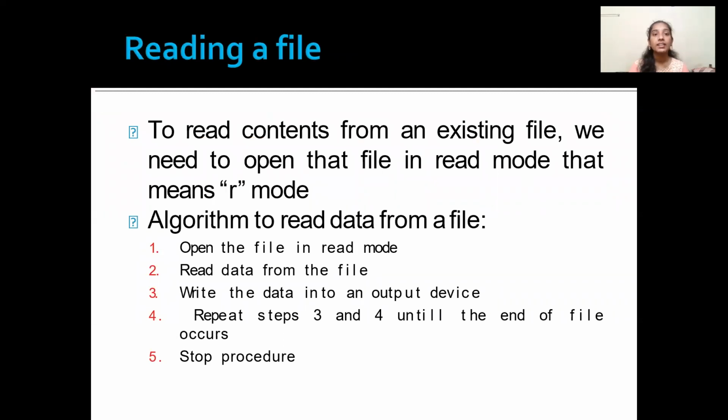To read contents from an existing file, we need to open that file in read mode, that is, r mode. Algorithm to read data from a file: first, open the file in read mode. Then read data from the file, write the data to an output device, and repeat steps 3 and 4 until the end of file occurs, and then stop.